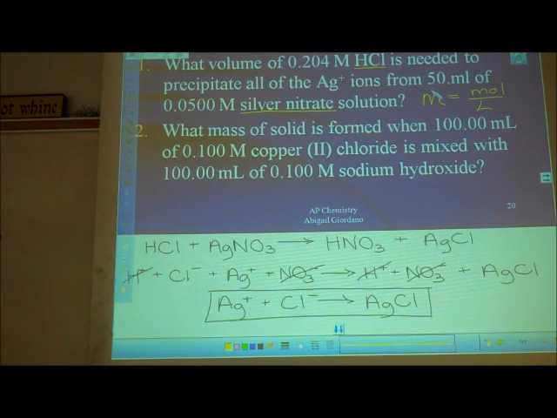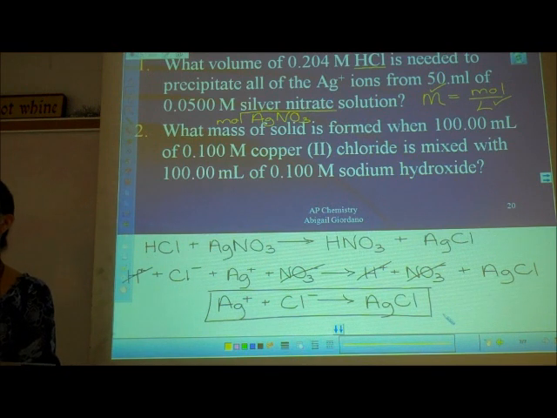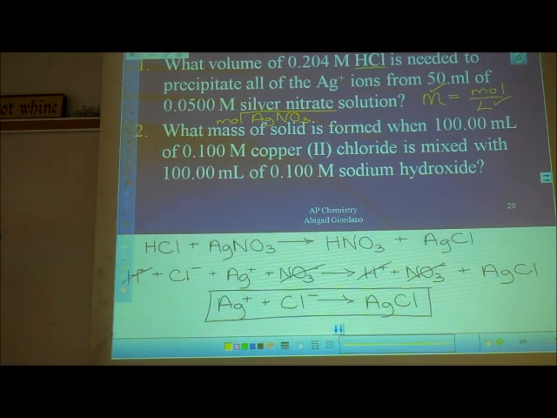If you have a molarity and a volume, what can you solve for? Okay, so in this case, moles of silver nitrate. Now, ladies and gentlemen, when you're using a net ionic equation as your main equation, you have to be very careful.